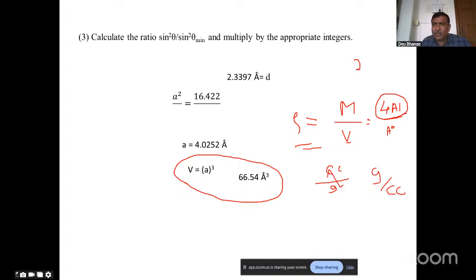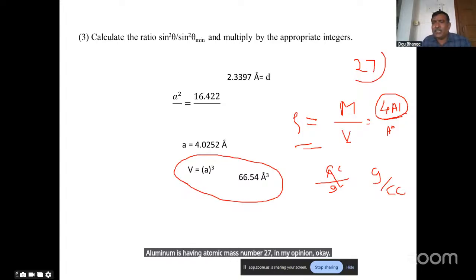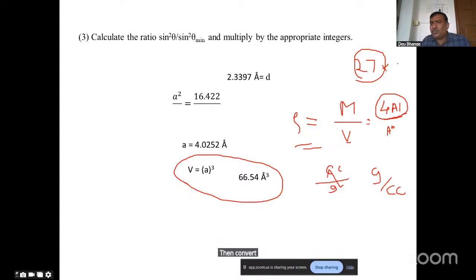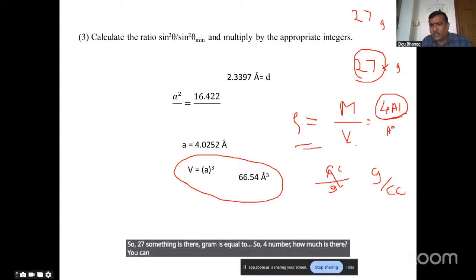Aluminum has atomic mass number 27, in my opinion. You can check it in the periodic table. So you multiply 4 with this 27, and that is the atomic mass unit. Then convert that atomic mass unit into gram, or you can just use Avogadro's rule. So 27 gram is equal to Avogadro's number of atoms. So for 4 atoms, how much is there? You can multiply or divide and then you can get it.